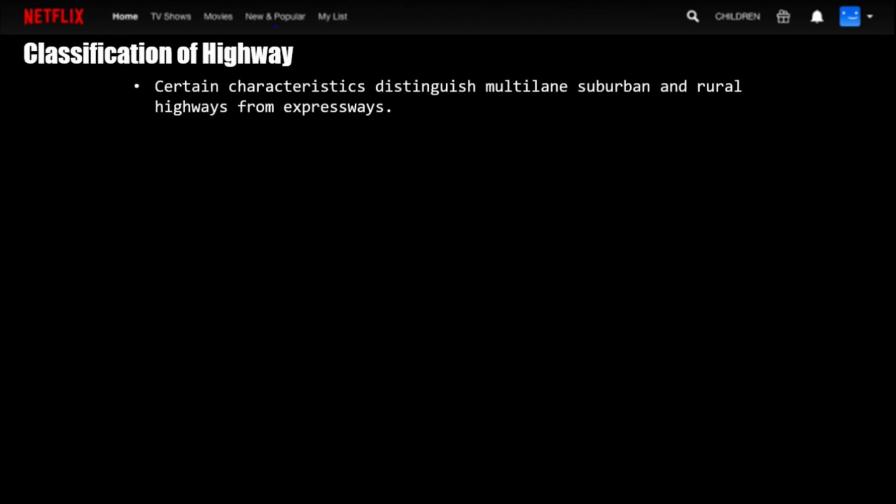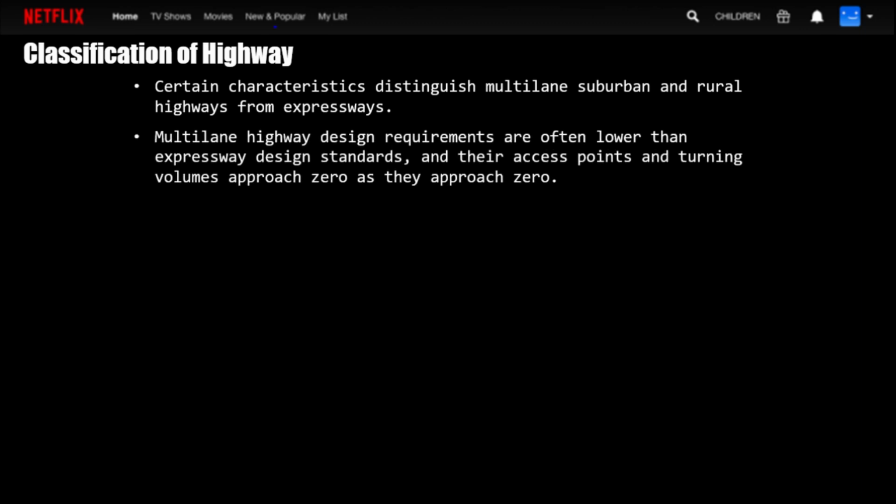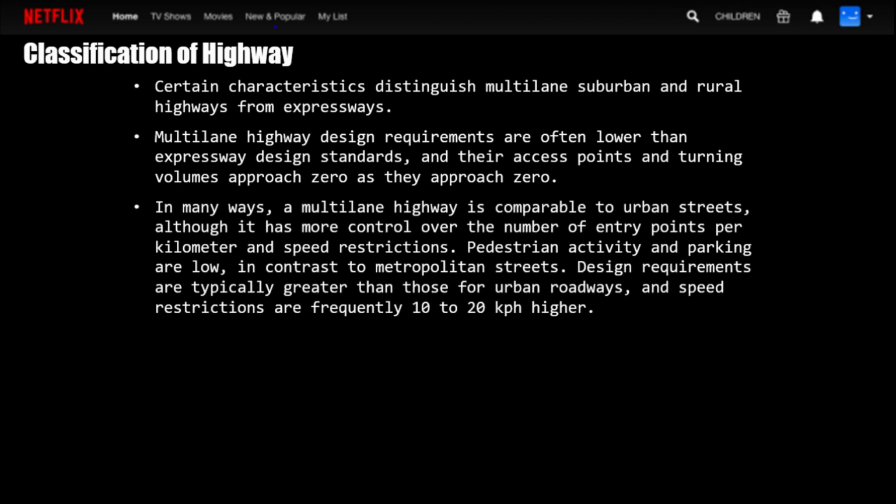Next is the classification of highway. Certain characteristics distinguish multi-lane suburban and rural highways from expressways. Multi-lane highway design requirements are often lower than expressway design standards, and their access points and turning volumes approach zero. In many ways, a multi-lane highway is comparable to an urban street, although it has more control over the number of entry points per kilometer and speed restrictions.